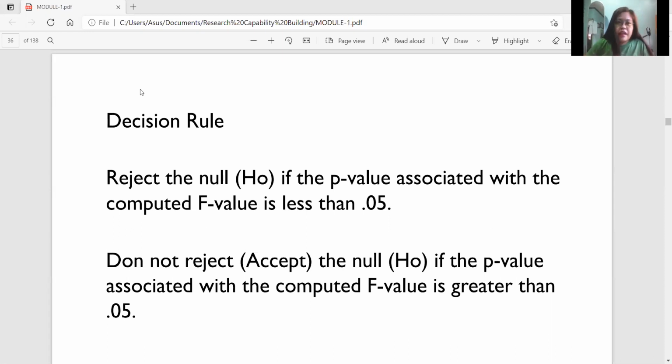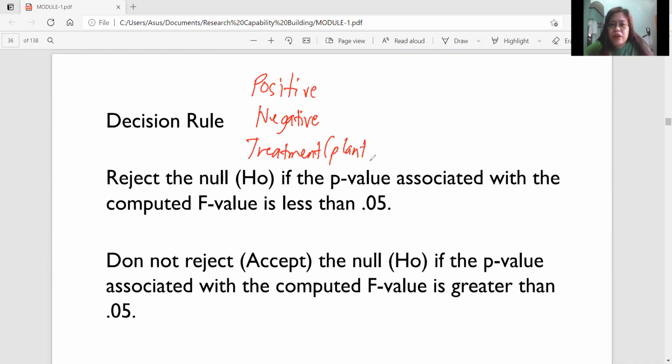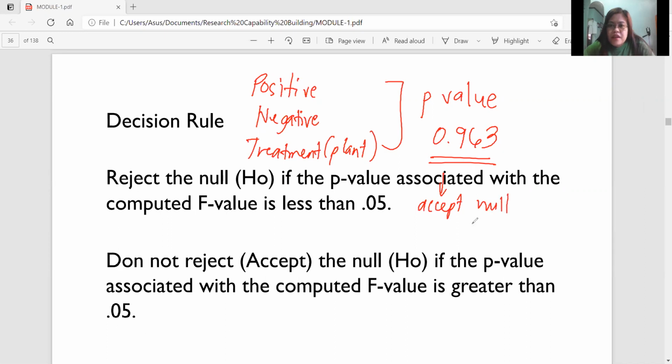Okay? So let me give you an example here. So for example, you have your positive control, you have your negative control, and then you have your treatment group. So your treatment group class, this is like your plant material. For example, if the computed p-value is greater than 0.05, for example the computed p-value is 0.963, this is greater than 0.05, then you have to accept your null hypothesis. The meaning of that is there is no significant difference in the mean of the results you got from all the groups, the positive, the negative, and the treatment group.